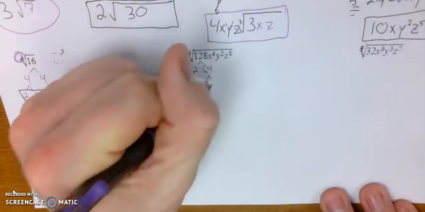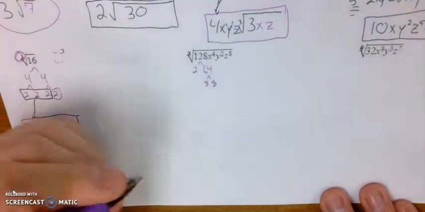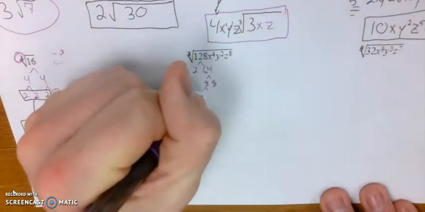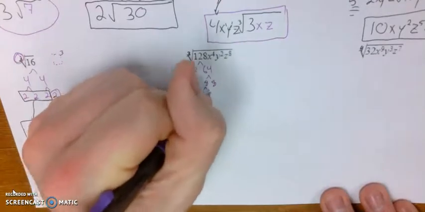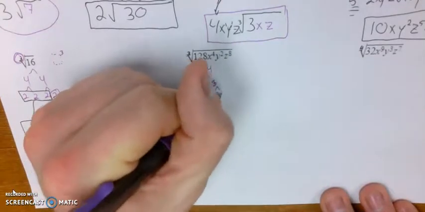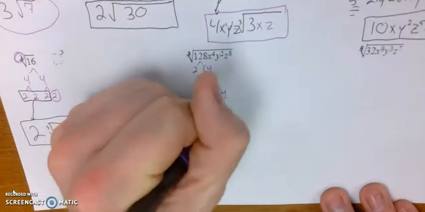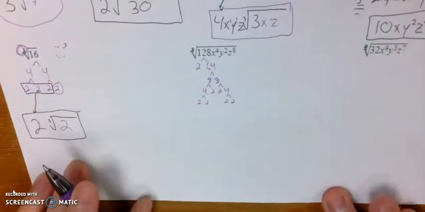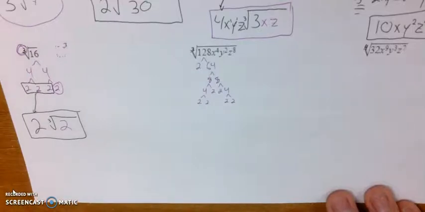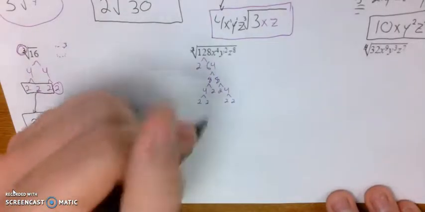64 can go to 8 and 8. That's a weird looking 8, sorry. 8 can break down into a 4 times 2. Same thing, 4 can break down into a 2 and 2. I'm seeing a whole bunch of 2's. All right, so this thing is all factored out.